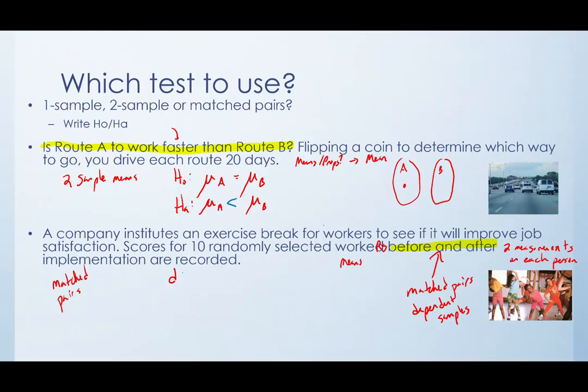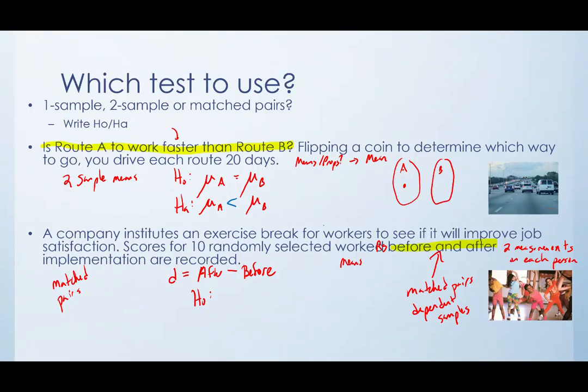Well, we're going to start by saying, which order do we want to subtract? Well, it's up to you. It doesn't really matter. Most people will default to seeing a positive number be the thing they're looking for. So we want to see that the exercise break improves job satisfaction. So we would probably say, let's say after the exercise break is implemented minus before. So that's going to be our difference variable. We're going to go through for each person and subtract those scores.